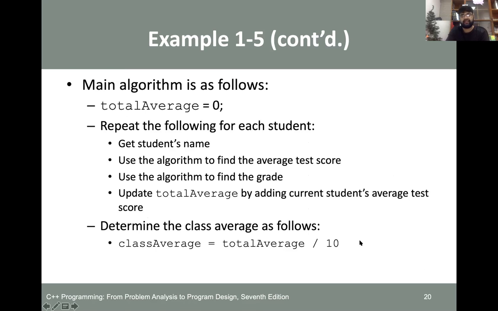Once you have the grade assigned, you're going to update the total average by adding the current student's average test score. Whatever the average test score is, you need to add it to the total average. And then the class average can finally be determined after you've passed all the students by dividing the total average by 10 to get the class average.